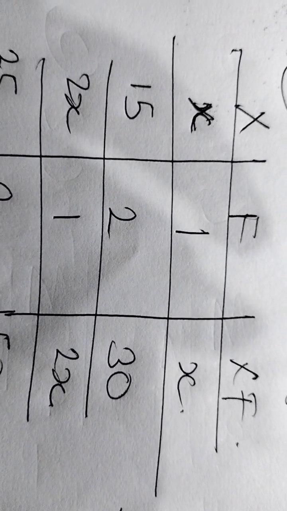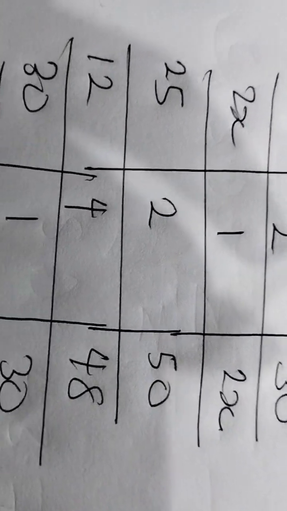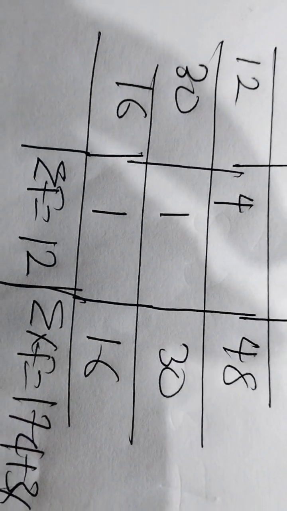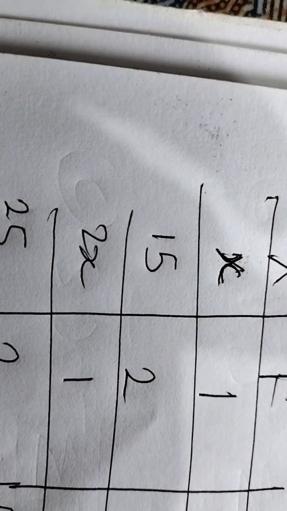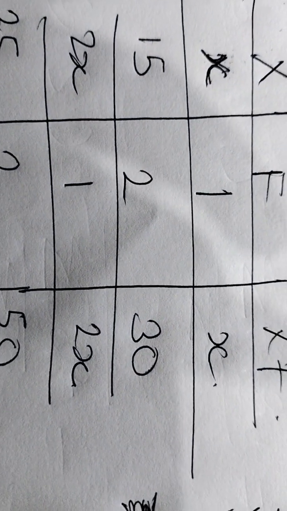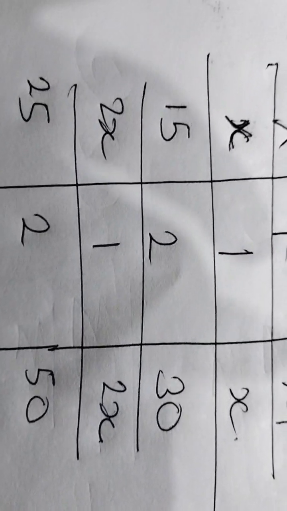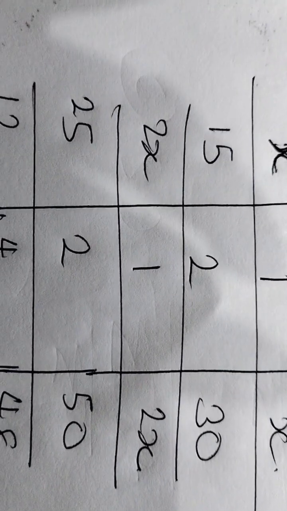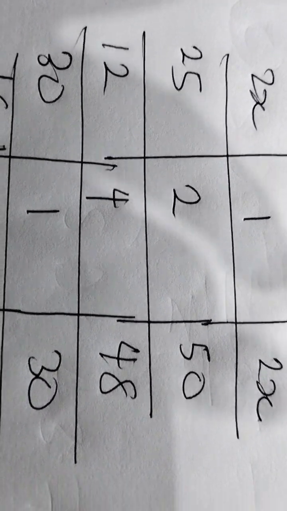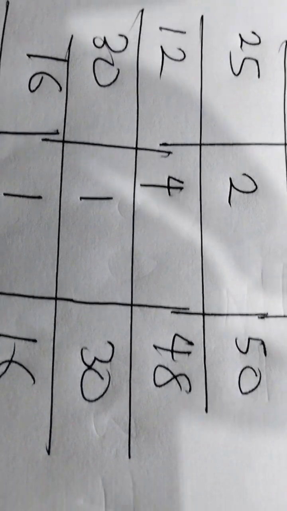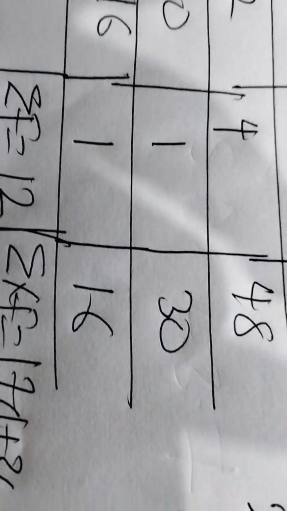Then the frequency: 1, 2, 3, 2, 4, 1, and 1. Then S of F, which is the score times frequency. S times 1 is S. 15 times 2 is 30. 2S times 1 is 2S. 25 times 2 is 50. 12 times 4 gives us 48. 30 times 1 gives us 30. 16 times 1 gives us 16.